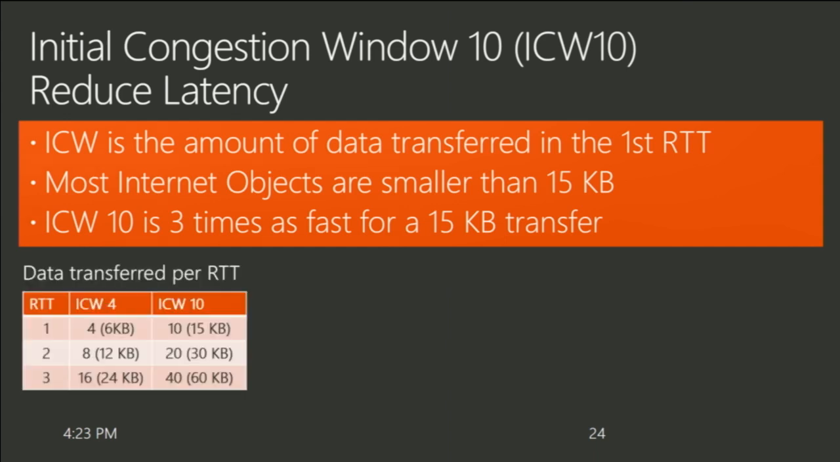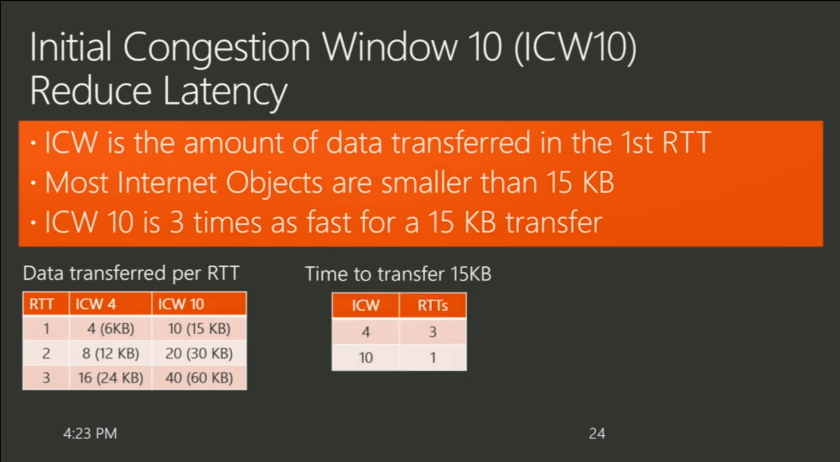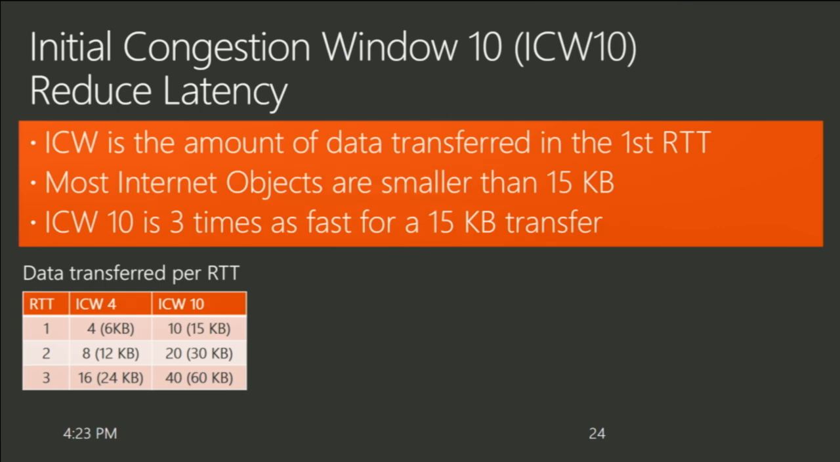So we went ahead and we moved the initial congestion window. The amount of bytes that can be sent from a server as soon as the connection is established is controlled by a thing called the initial congestion window. We changed the initial congestion window from 4, that's 4 packets, to 10. So it can send 10 packets. 4 packets will give you 6 kilobytes, 10 packets will give you 15 kilobytes. So there's a graph right there that shows the progression.